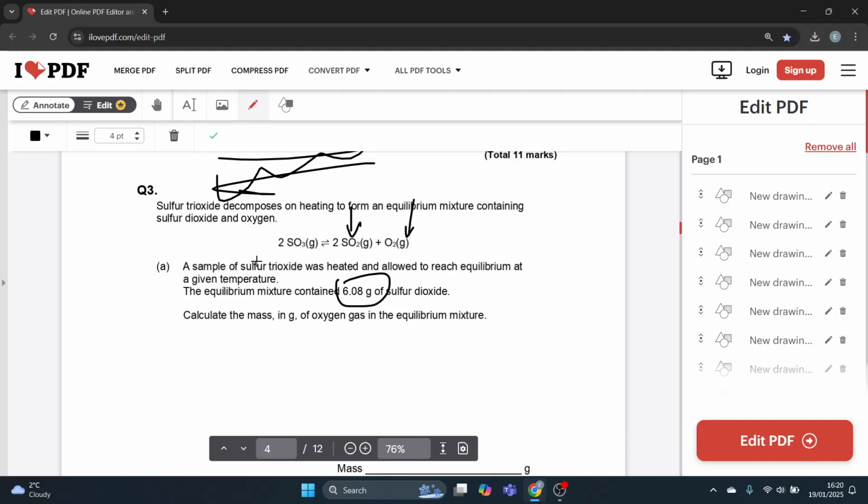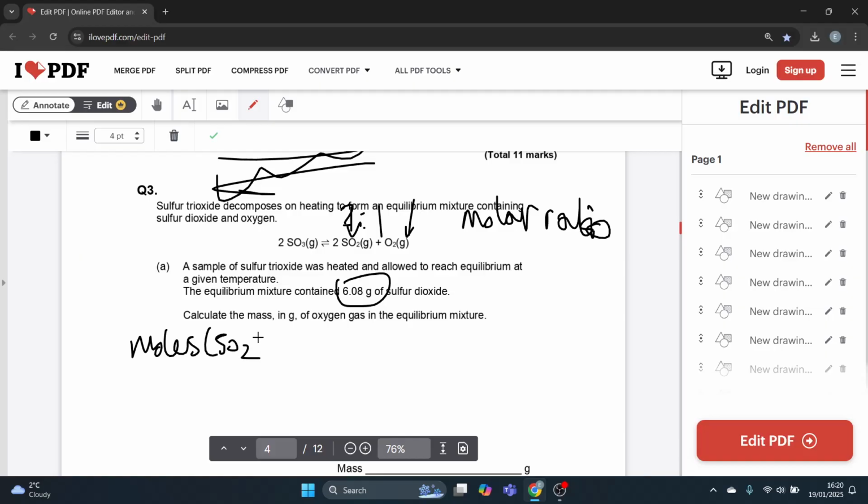I can't just do the 2 to 1 molar ratio, and therefore the mass of gas is going to be 6.02 divided by 6.08 divided by 2? No, because I can only do that with molar ratios. So what I have to do here is work out the moles. That's the only way I can do this.